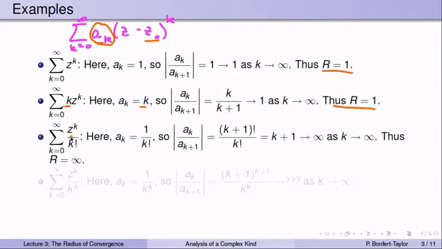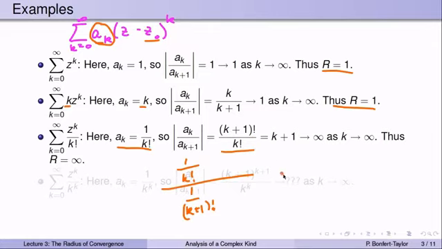Here's another example. z^k divided by k factorial. So a_k now is 1 over k factorial. So if I look at a_k and divide it by the next one, a_(k+1), well, a_k is 1 over k factorial, and I divide that by 1 over (k plus 1) factorial. So I multiply with the reciprocal and end up with (k plus 1) factorial over k factorial.